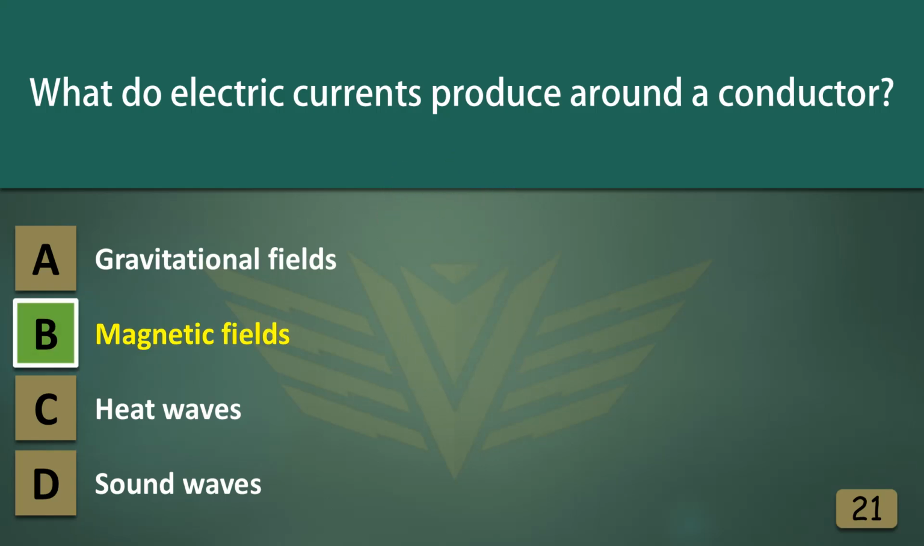The correct answer is B. Magnetic fields. Electric currents produce magnetic fields around a conductor, as moving electric charges create a magnetic field.